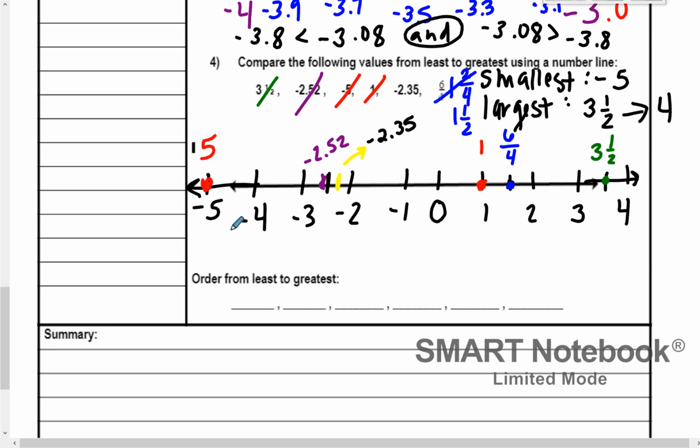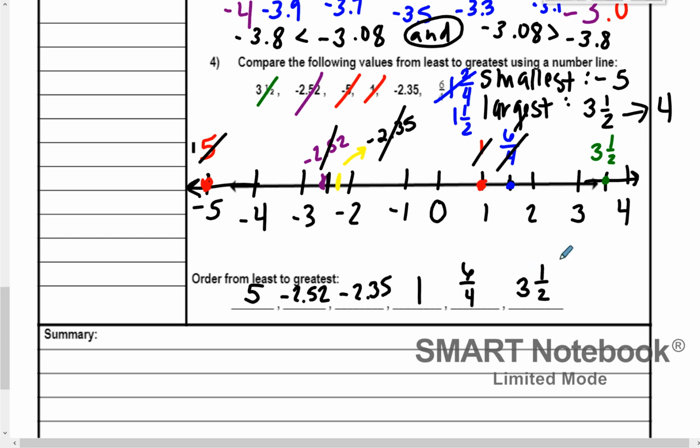Now we just write it. Negative 5 is our first one. Negative 2.52. Negative 2.35. 1. 6/4. 3.5. And we are finished.